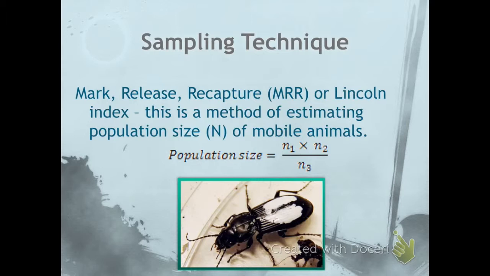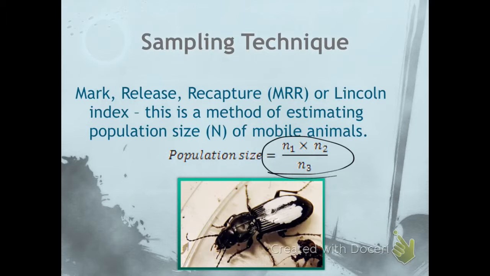But right now I want to teach you a method for estimating mobile organism populations, and it's called the mark-release-recapture method, or the Lincoln Index. This method is used to estimate population size, like I said, for mobile animals. Because animals are moving, because they may be very numerous, because they may be hard to see, we have to estimate population rather than actually counting. So the equation shown here is the equation that you will use to estimate animal population size.